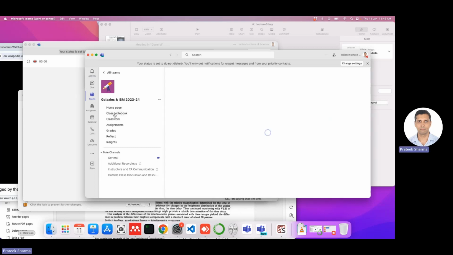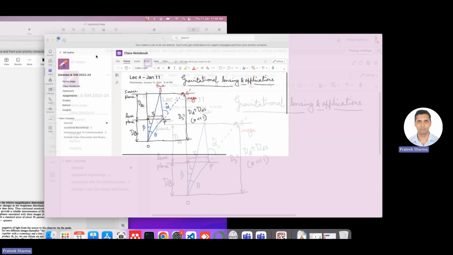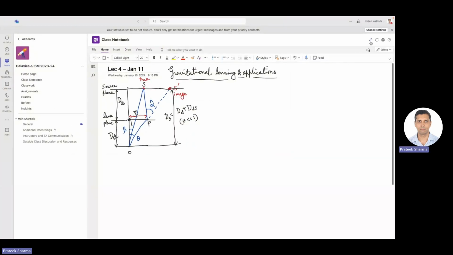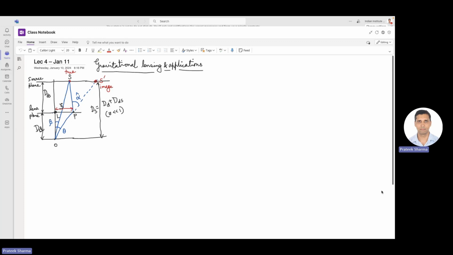So today I'll be talking about this extremely beautiful and versatile technique called gravitational lensing. Has everyone heard of gravitational lensing? Yes? Okay. It's an extremely versatile probe of various things which cannot be probed by almost any other means.